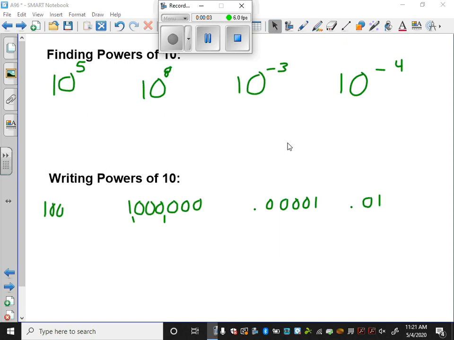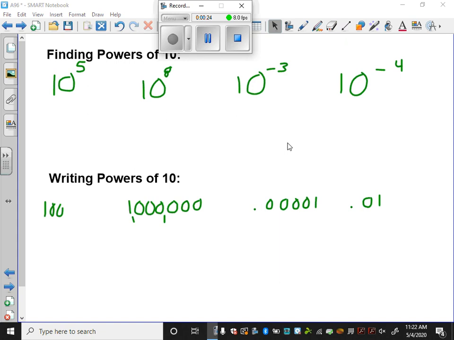Hey guys, so today's lesson is going to be about looking at powers of 10 and writing powers of 10, and kind of the patterns behind that, as well as learning about what scientific notation is and how to write numbers in scientific notation. So it's kind of an introductory lesson. It's probably one of the easier lessons that you're going to have.